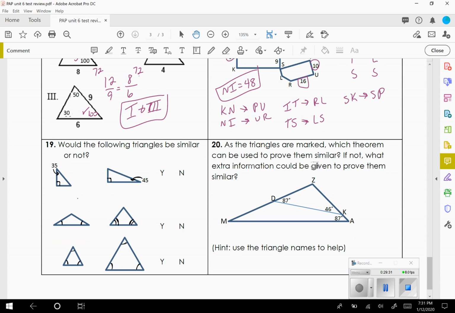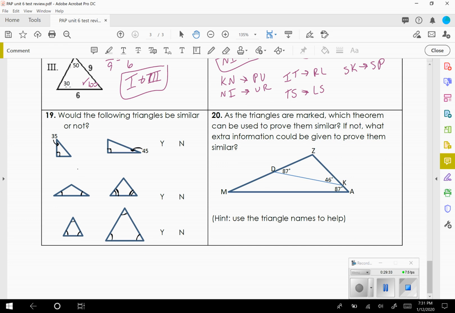Next, two last ones. Would the following triangles be similar or not? And this is just based on what's given to us. First ones, we are only given angles, so we need to look at those angles here. So 180 minus 90, that's 90. Now take away 35. So this one is going to be 55. And then the other one, we still have the 90, so 90 minus 45, that's 45. So can these be similar?